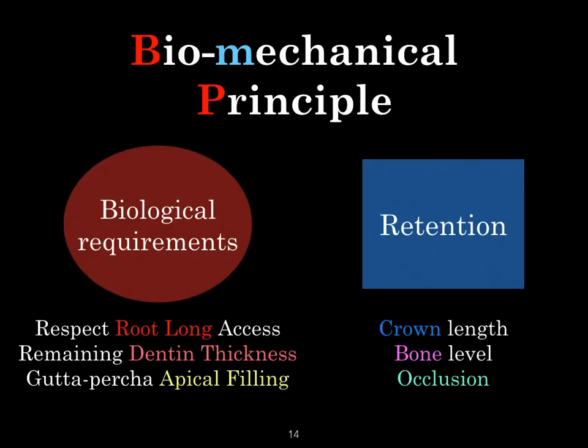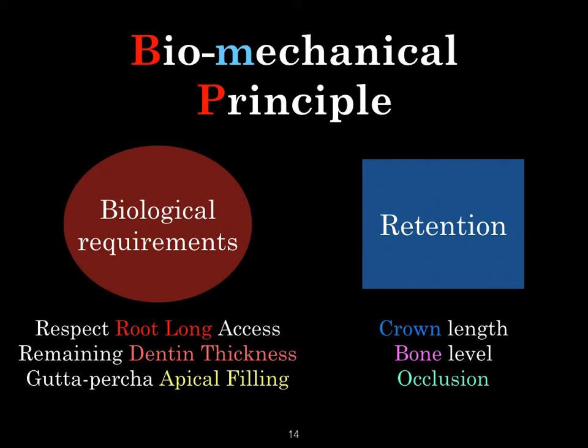Now we go to the biomechanical principle of intraradicular preparation by itself. We have two aspects that we need to keep in mind. The biological aspect includes respecting the long axis of the root. That means you don't undermine one of the walls, you don't perforate. We aim to leave an equal thickness of dentine surrounding the canal or the post space, which will enhance the force and stress distribution along the root.